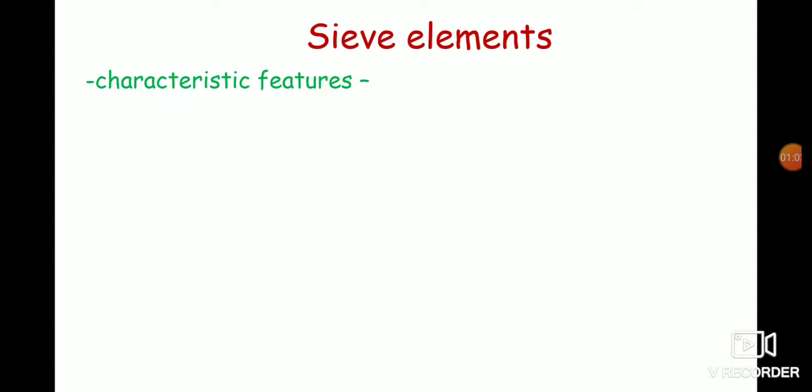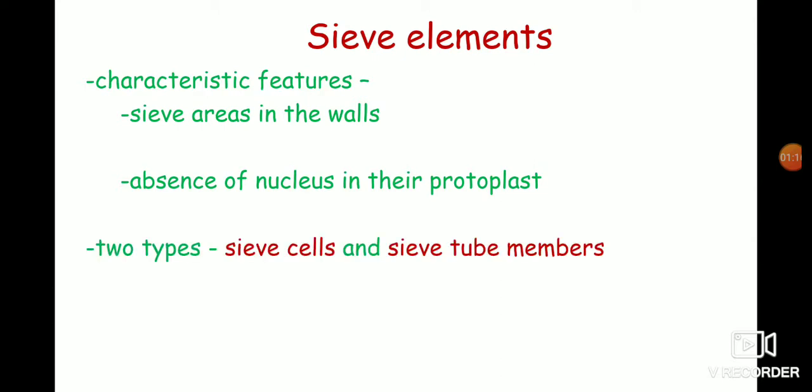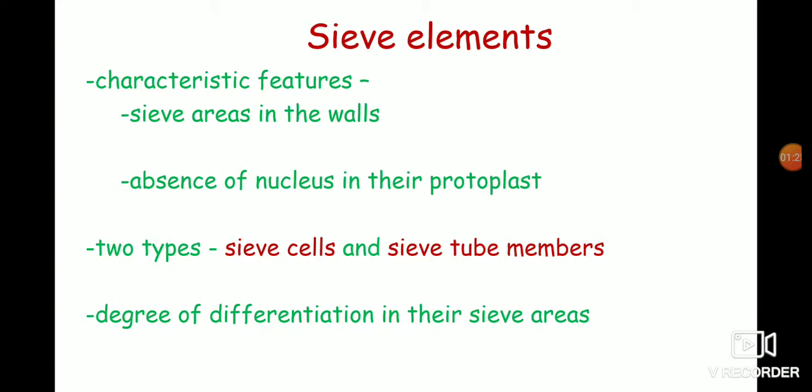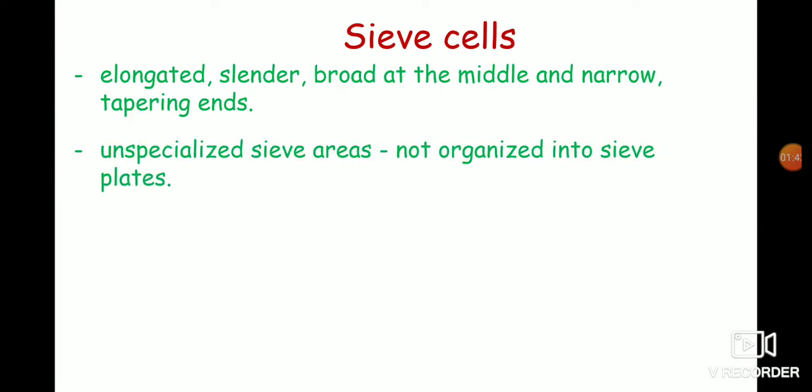The most characteristic feature of sieve elements are the sieve areas in the wall and the absence of the nucleus in their protoplast. The sieve elements can be classified into two types, namely sieve cells and sieve tube members. They differ in their degree of differentiation in their sieve areas and the distribution of the sieve areas on their walls. The sieve cells are elongated, slender, broad at middle and narrow tapering ends.